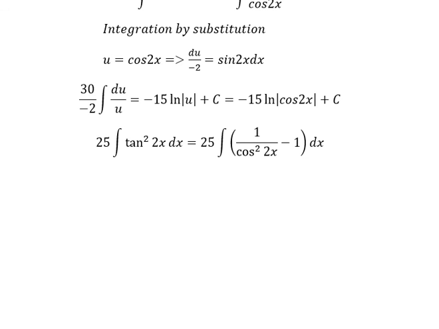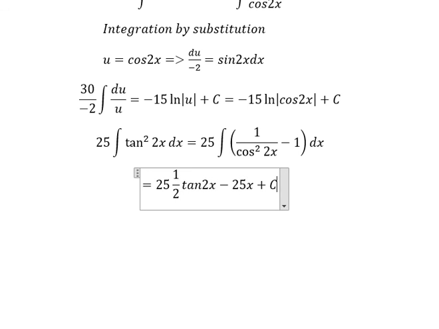Now we can find the final answer in here. The integral of 1 over cos² 2x, you will get 1 over 2 multiplied by tan 2x. The integral of negative 1, you get negative 25x, and we will add c.